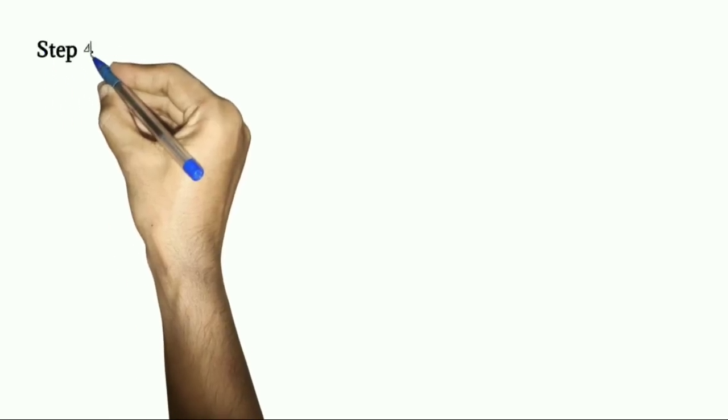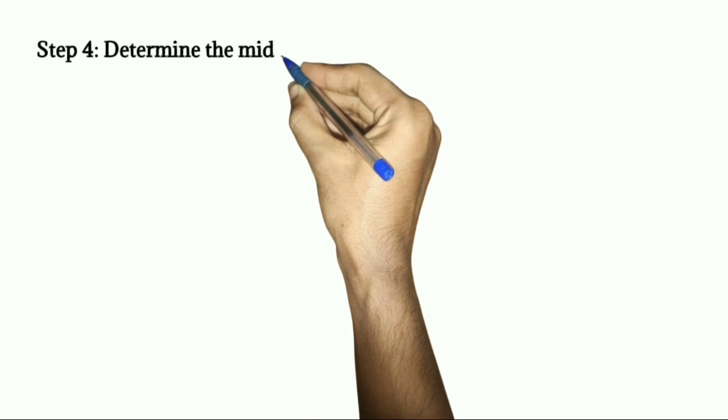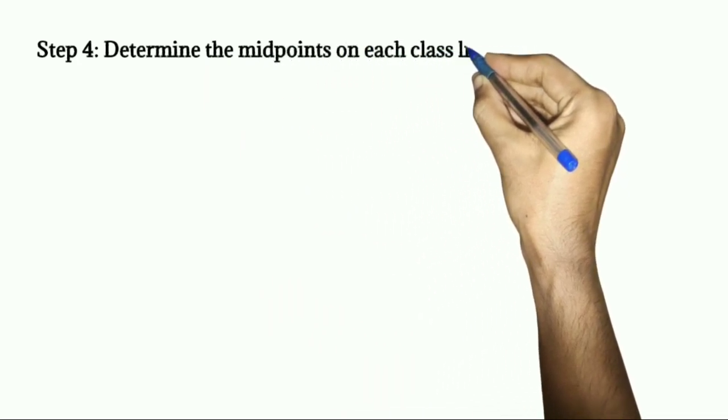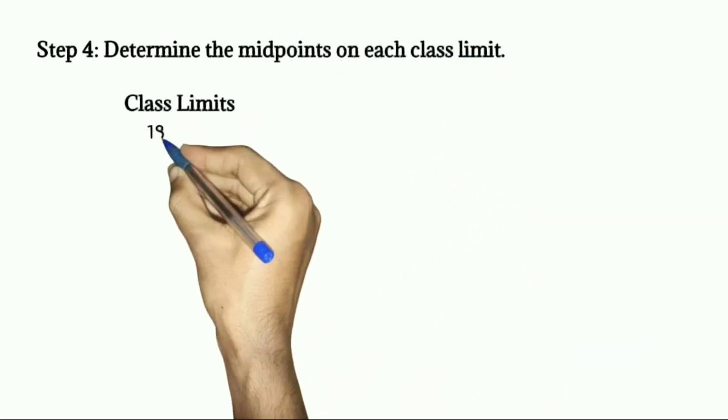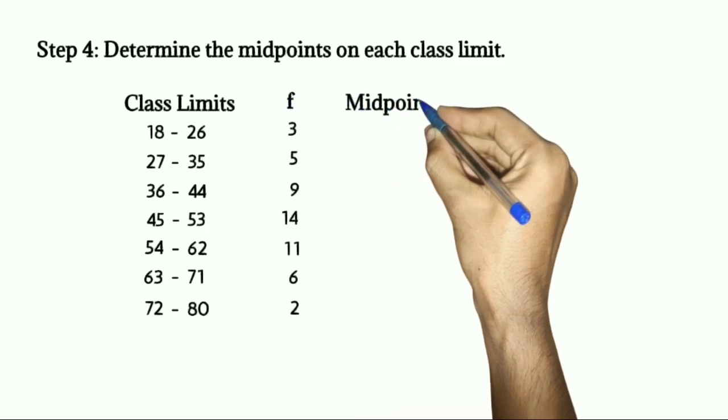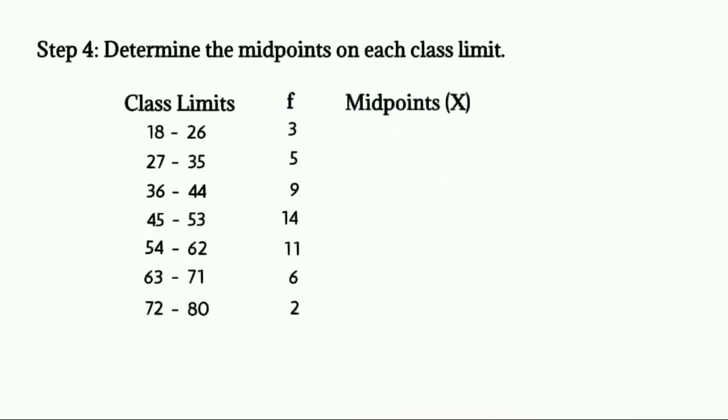After determining the frequency, the next step is to determine the midpoints on each class limit. In order to get the midpoint of each class limit, just get the average of each class limit. Meaning to say, i-add natin yung lower class limit at upper class limit, saka natin i-divide ng 2.